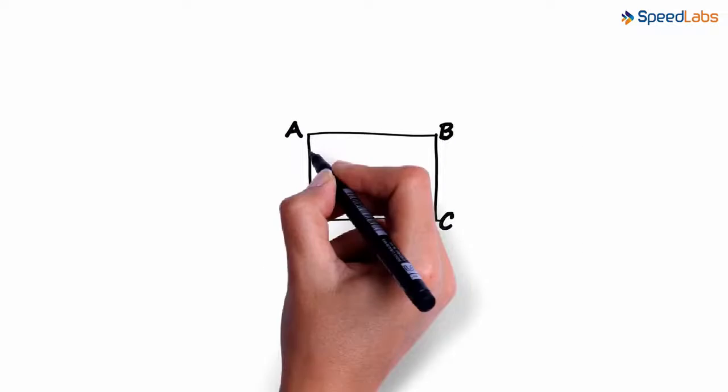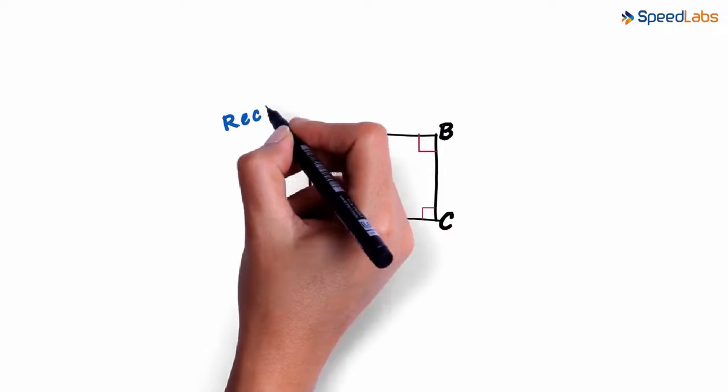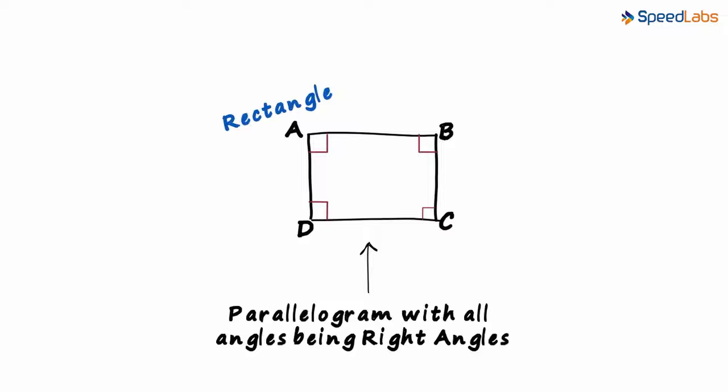Let me draw it on a new page. Remember, the opposite sides have to be parallel. It is a quadrilateral drawn like this. The opposite sides of this quadrilateral are parallel, so it is a parallelogram. Let's name the quadrilateral ABCD. Why is it special? All the angles in the quadrilaterals are right angles. This special case of parallelogram is called a rectangle. This is how a rectangle can be defined. It is a parallelogram with all angles being right angles.